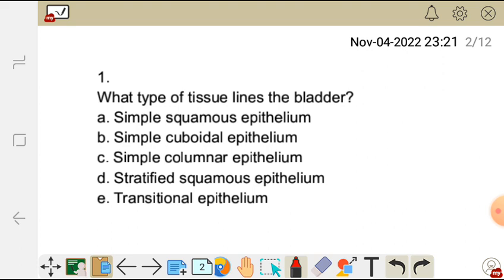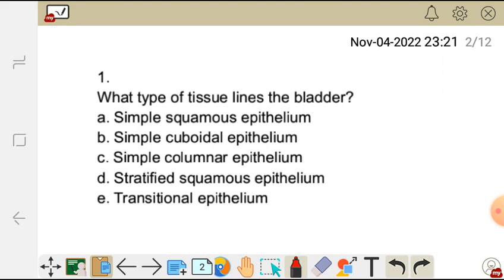Then from there we have B, which is simple cuboidal. These ones underlie the renal tract, and they also underlie the thyroid gland and the ovary. For C, simple columnar, these underlie the intestines, and they also underlie the stomach and the gallbladder cells.